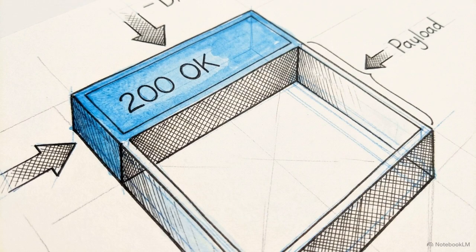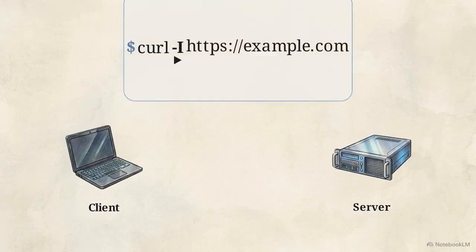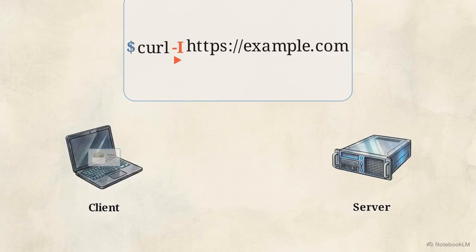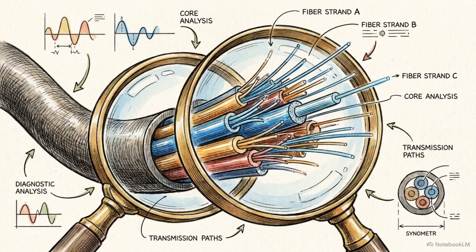Conversely, if you only want to quickly check a status code without downloading a payload, the -I flag tells curl to send an HTTP HEAD request, fetching only the response headers. Using these three diagnostic flags together creates a transparent view of the entire transfer process.